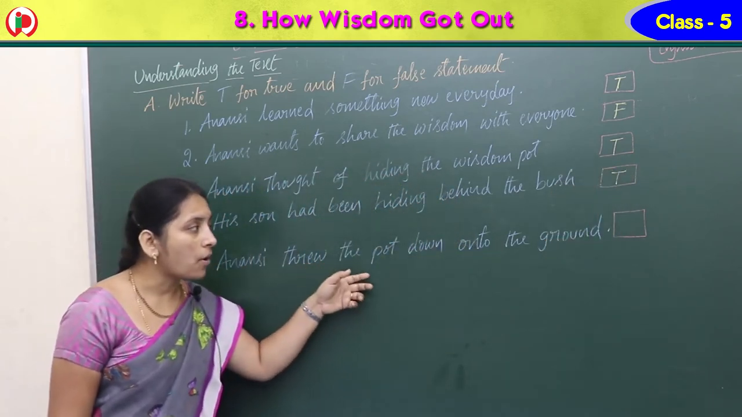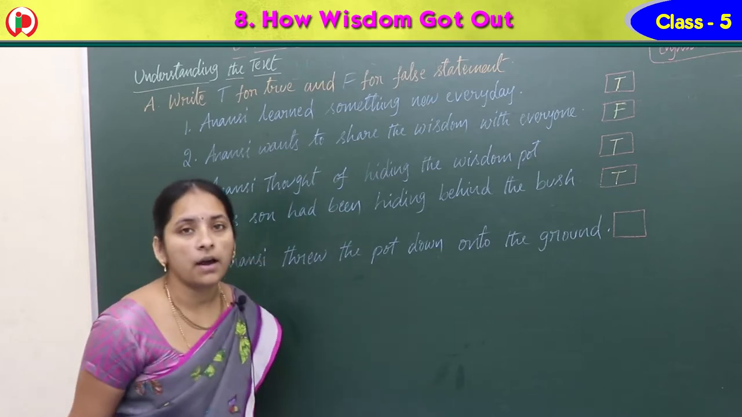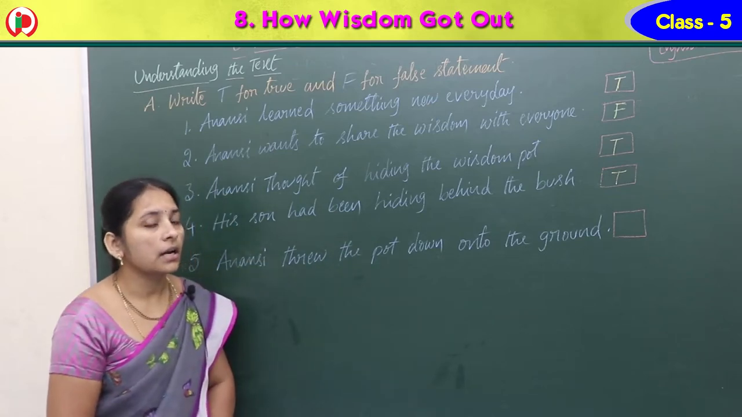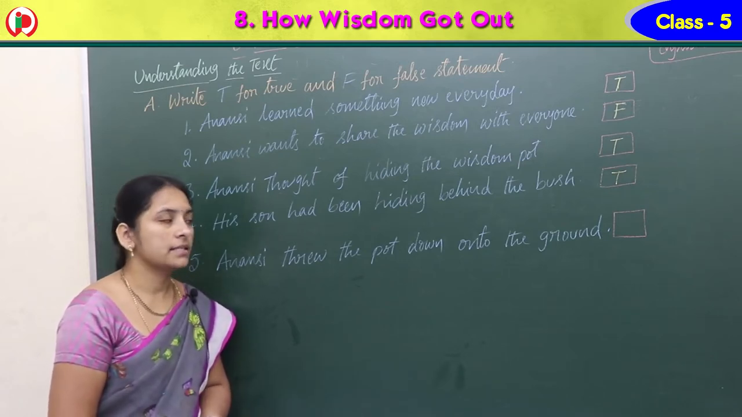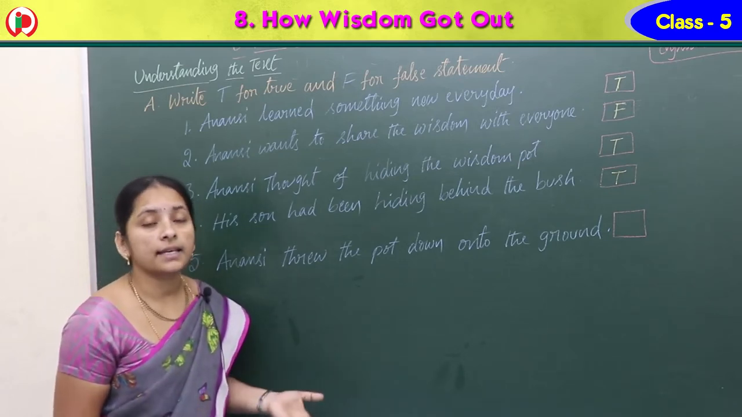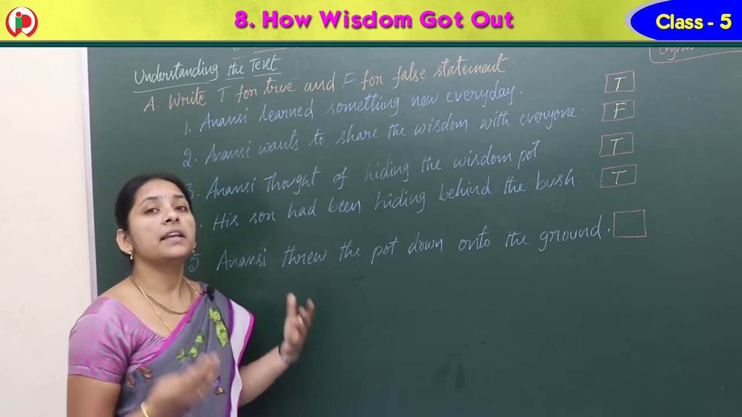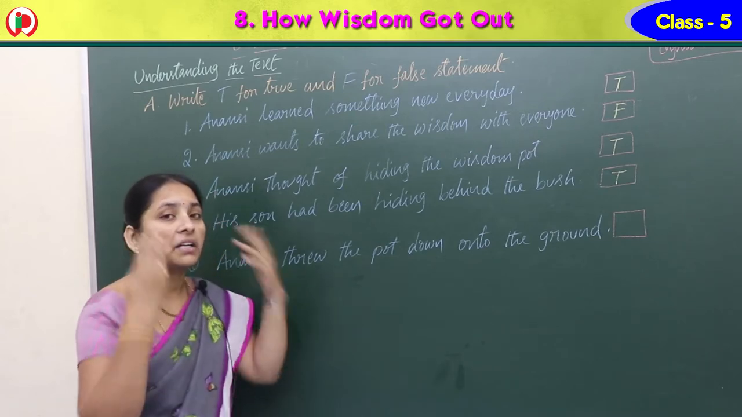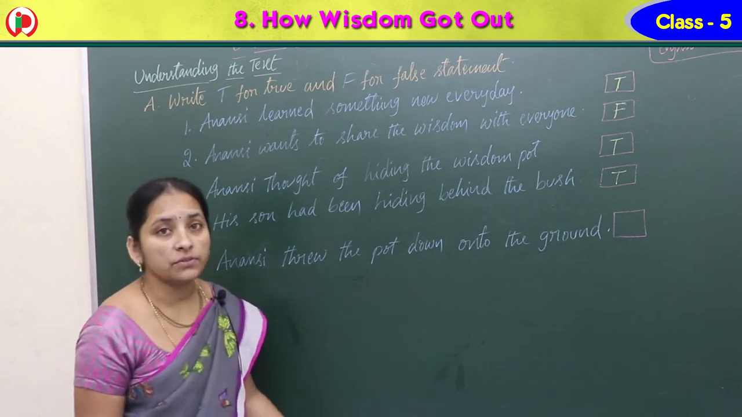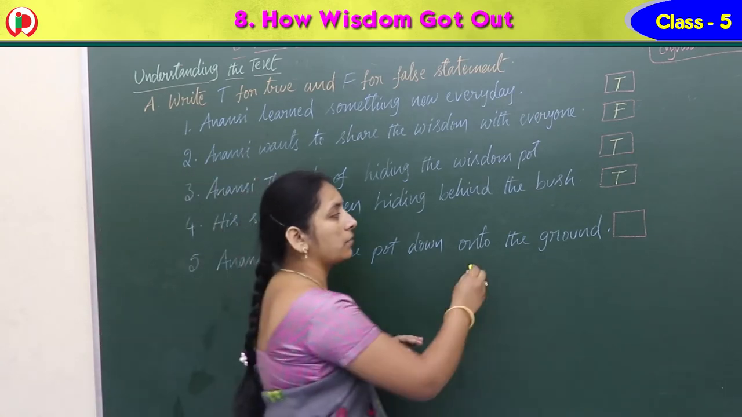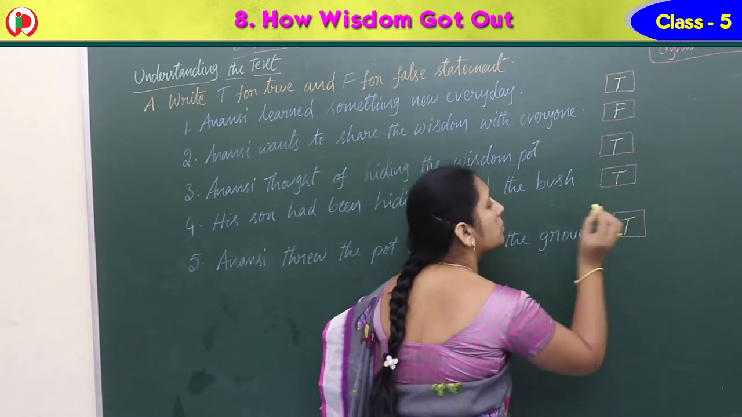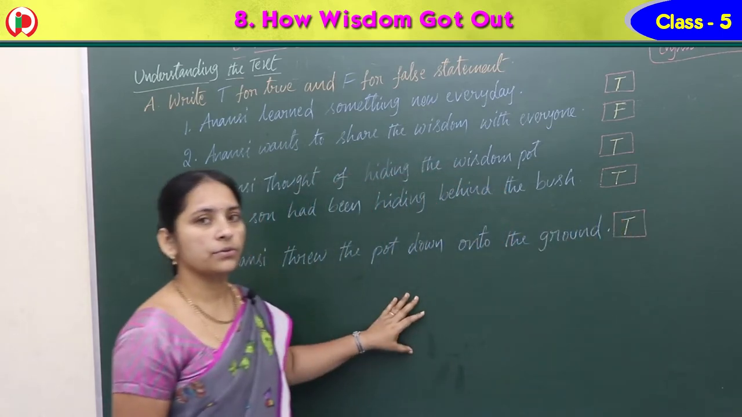Anansi threw the pot down onto the ground. Did Anansi throw the pot on the ground? Did he throw? Yes. So whenever his son gave the suggestion, then he also realized, I have the knowledge but I don't have it. What is the use of this pot, he said? Na? So immediately he threw that onto the ground. Then this is also true. This is also true. Right.